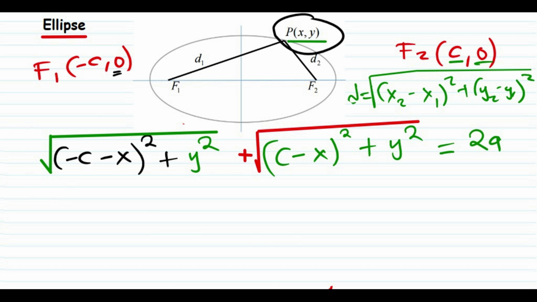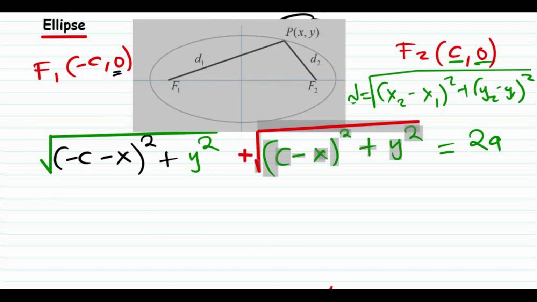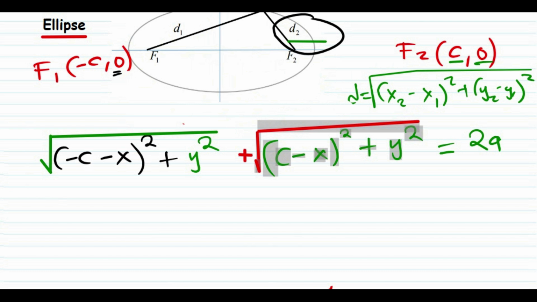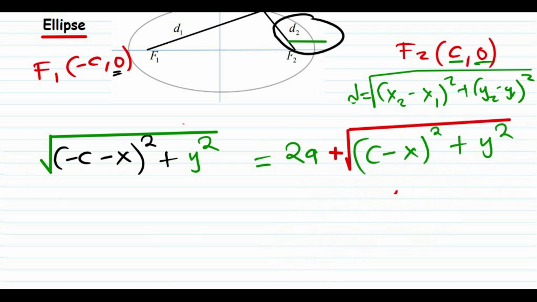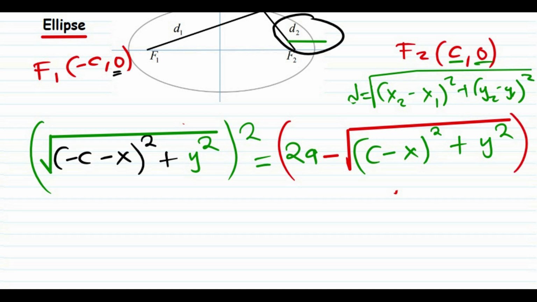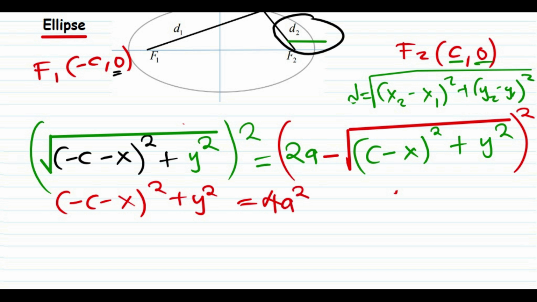If we do that, what we're going to have is something like this. If one goes to the other side, the sign changes, it becomes a negative. So let me move the whole thing. We're trying to solve a radical equation now, so you have to square both sides. On the left, where we've got a single radical, we remain with what's in the brackets, squared: negative c minus x squared plus y squared is equal to 2a times 2a on the other side, which gives us 4a squared.